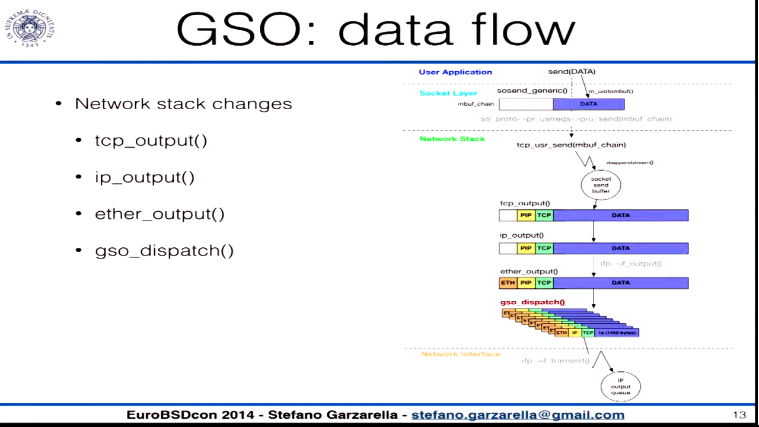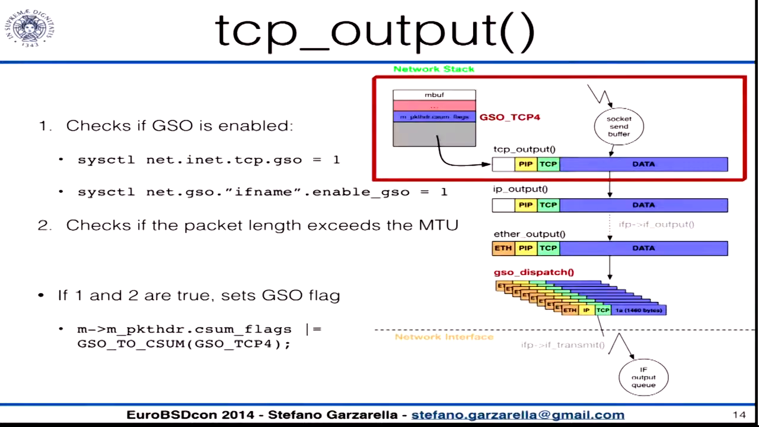This diagram shows an example of TCP's data flow. Our modifications to add the GSO support are related to the network stack. In particular, we changed TCP output, IP output, ether output, and we added a GSO dispatch function to do the segmentation just before the driver. TCP output checks if GSO is enabled. There is some sysctl to enable the GSO or to change some parameters that we will discuss later. And after that, it checks if the packet length exceeds the MTU.